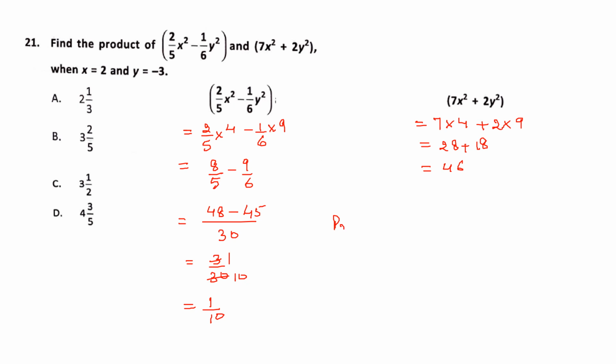Now I have to find the product of both the values. So when I find the product, it will be 1 by 10 into 46. Let me reduce it. 2 fives are 10, 2 times 23. So it is 23 by 5. And next, if I convert it into mixed form, it will give me 4 whole 3 by 5. So from here you can see your D option is the correct answer.